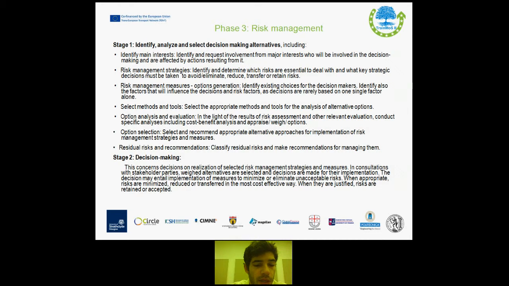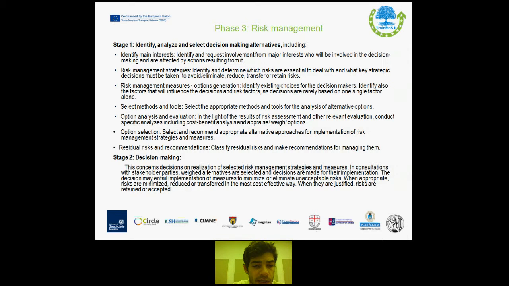Risk management strategies. Identify and determine which risks are essential to deal with and what key strategic decisions must be taken to avoid or eliminate, reduce, transfer, or retain risks. Risk management measures.